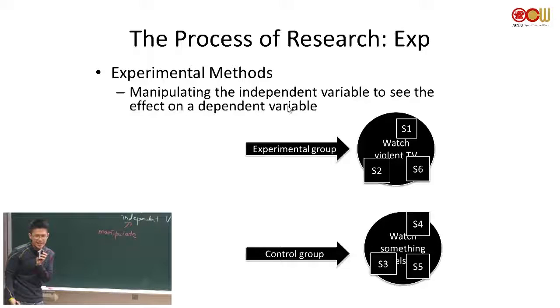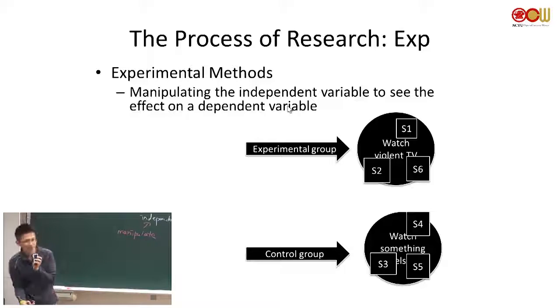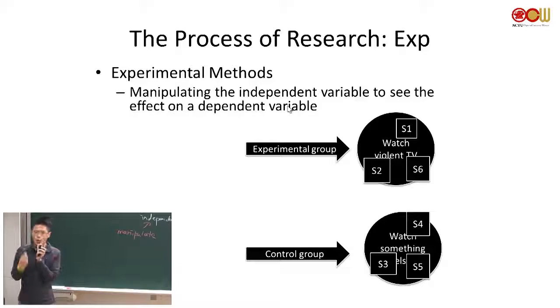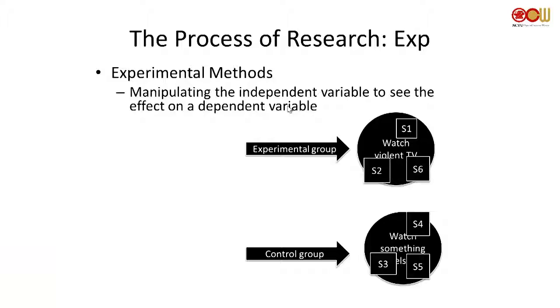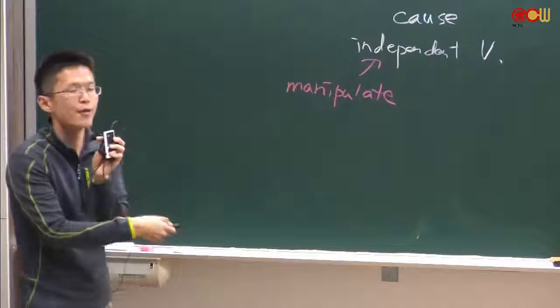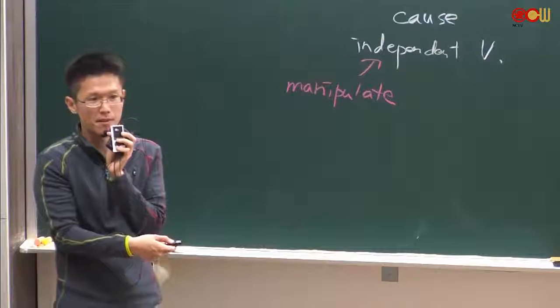And after 1 week, you try to assess their aggressive behavior. Probably you can design a questionnaire. And in this questionnaire, if someone gets a high score, that person is aggressive. If someone gets a low score, then he's not that aggressive. And eventually you do find that the experimental group is more aggressive than the other group. And then you can draw a conclusion. Yes, violent TV shows will increase your aggressive behavior. This is an experiment. Okay. The most important thing is that the cause, the independent variable, how many TV shows they watch, has to be controlled, has to be manipulated. They can't decide how many TV shows they want to watch. This is an experiment.